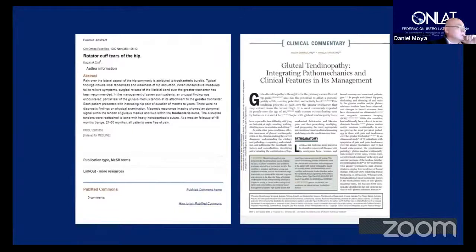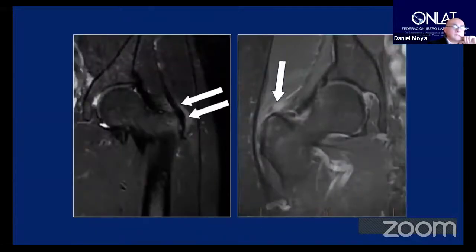We know now more about the biomechanics of the hip and of the abductor muscles of the hip, and there is a new concept that considers them the rotator cuff of the hip. Now we know that in some aspects they are very comparable to the rotator cuff of the shoulder. So we know now that most of the cases of pain in the greater trochanter are related with tendinopathies, especially of the gluteus minimus and the gluteus medius.